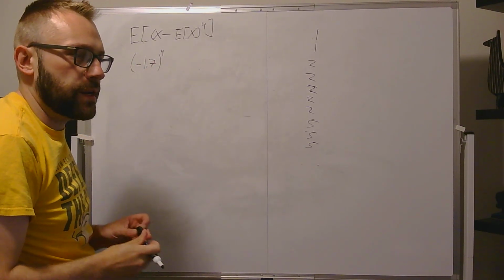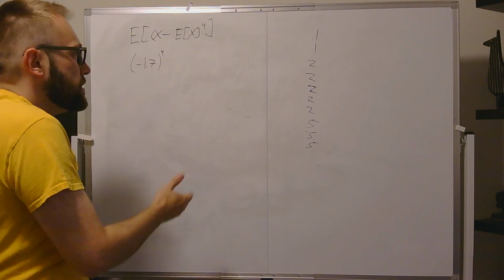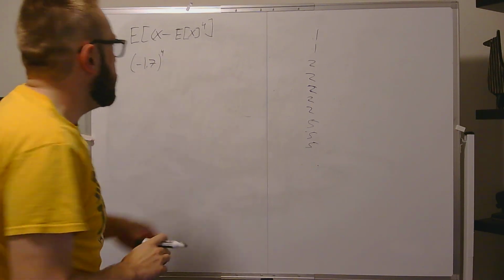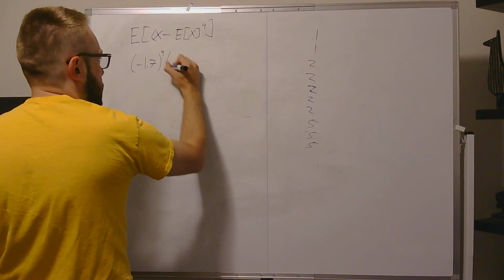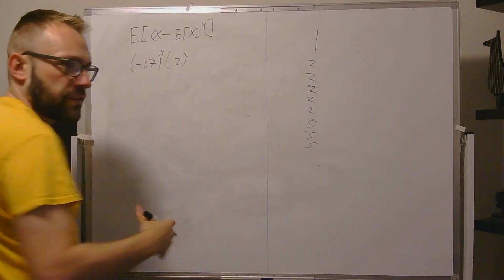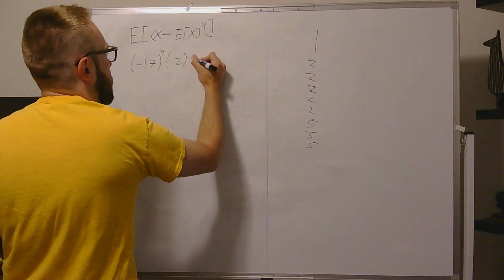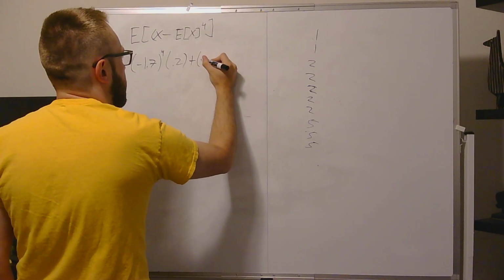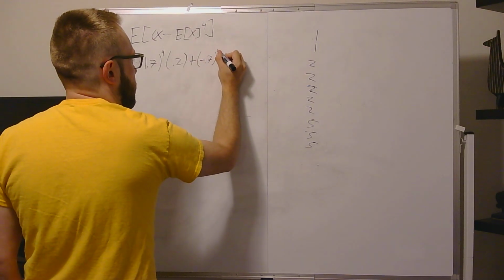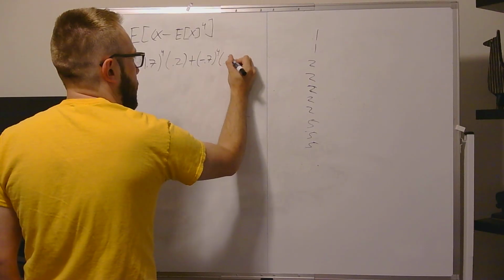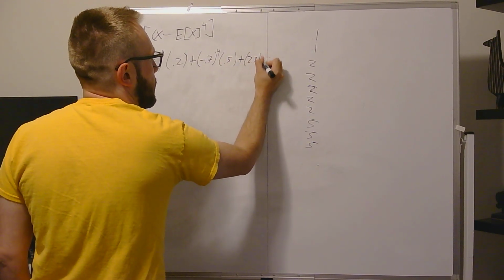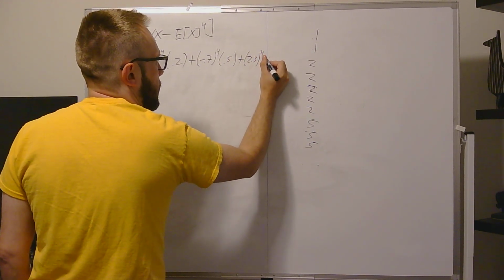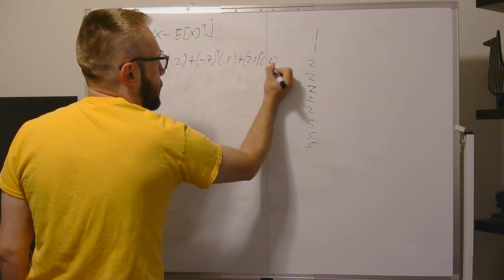The differences between our observations and essentially our average were as follows: negative 1.7. We'll raise that to the fourth power. So nothing has changed here. Multiplying that by 0.2. And then we're adding negative 0.7 raised to the fourth power, multiplying by 0.5. And then we're adding 2.3, raising to the fourth power, and multiplying by 0.3.